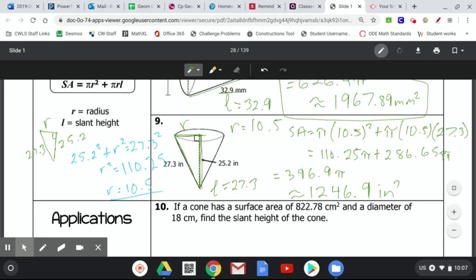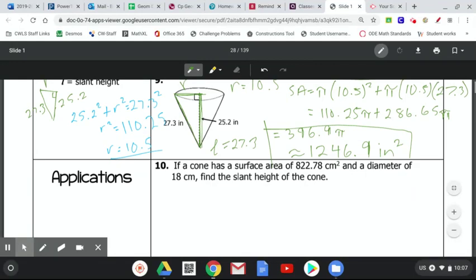inches squared. So either answer, they're the same thing. If it asks for the exact answer, give them 396.9 pi. If they're asking for a decimal approximation, do 1,246.9.